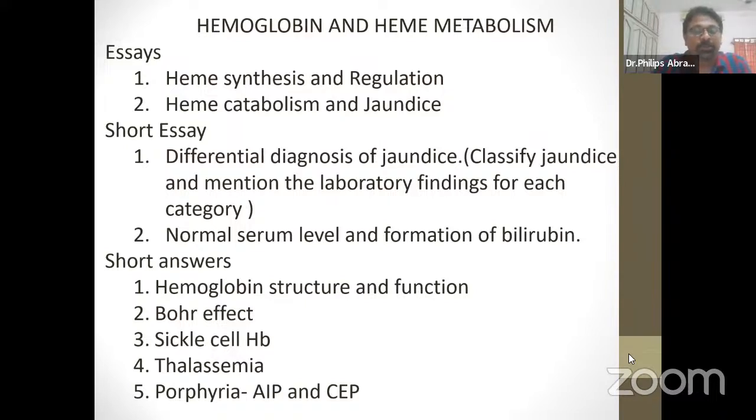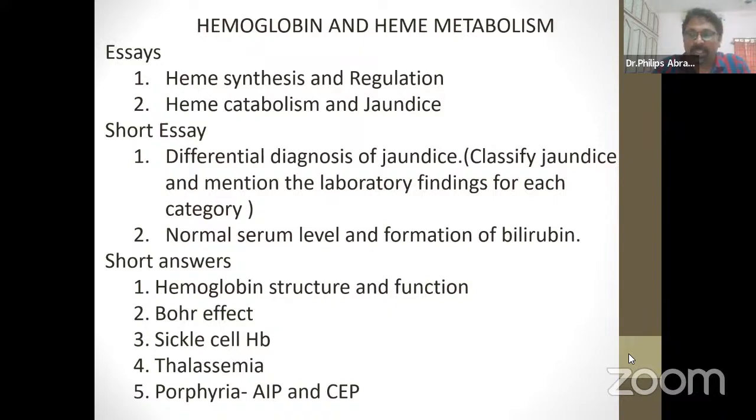Okay. Then short questions. Once the Bohr effect has been asked. Once or twice sickle cell hemoglobin was asked. Once or twice thalassemia has been asked. And along with heme synthesis, you are supposed to know the disorders related to it. There, you are supposed to say about porphyria.